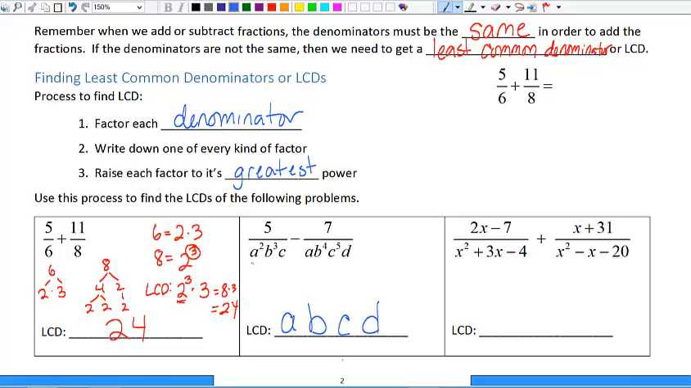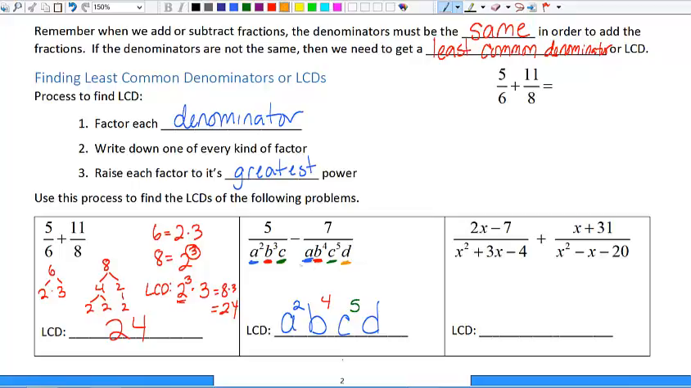So for the a's, between the two a's, what is the greatest exponent or power? Well, in that case it's squared. Okay, so then let's look at b. b cubed and b to the fourth. Which one has the greatest power? Well, that's 4. So b to the fourth is my LCD. In my LCD, c and c to the fifth, which one has the greatest power? Well, that's 5. And the last one is d.